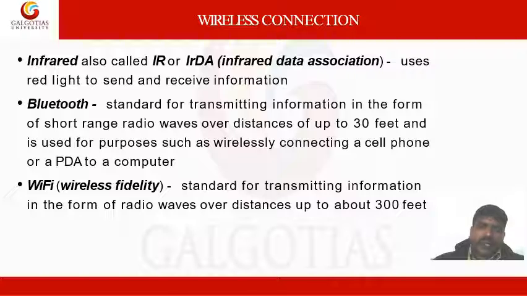So Bluetooth. The standard for transmitting information in the form of short range radio waves over a distance of up to 30 feet. It is used for purposes such as wirelessly connecting a cell phone or PDA to a computer. Nowadays our mobile phone and our laptop have wireless Bluetooth connectivity. Using this Bluetooth, we can transfer data, we can share information from one system to another. It is highly possible.